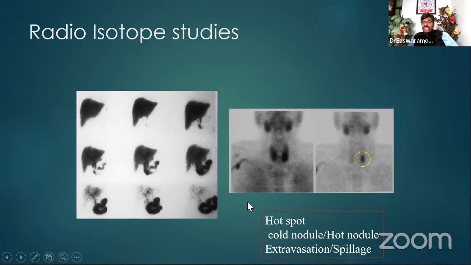If it is functioning, it will be hot. If it is non-functioning, it will not take up the radioactive isotopes. So then it is called a cold nodule.